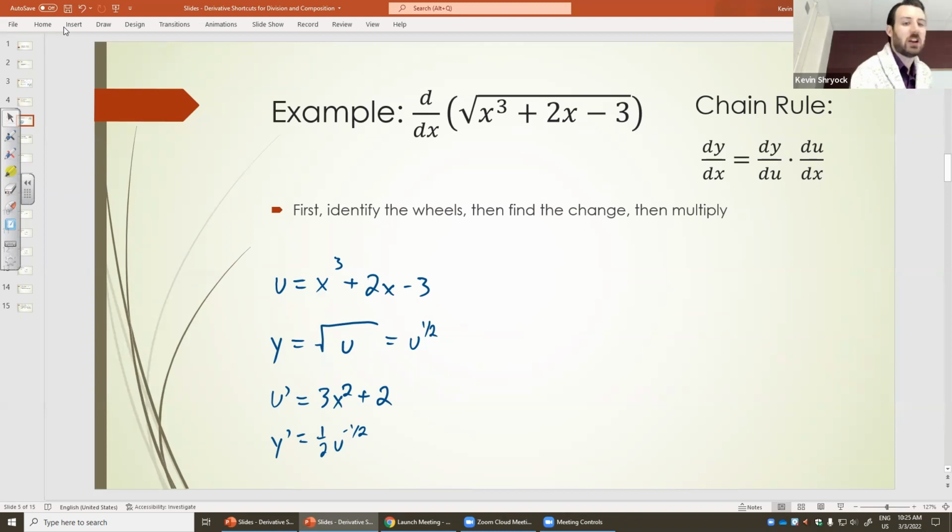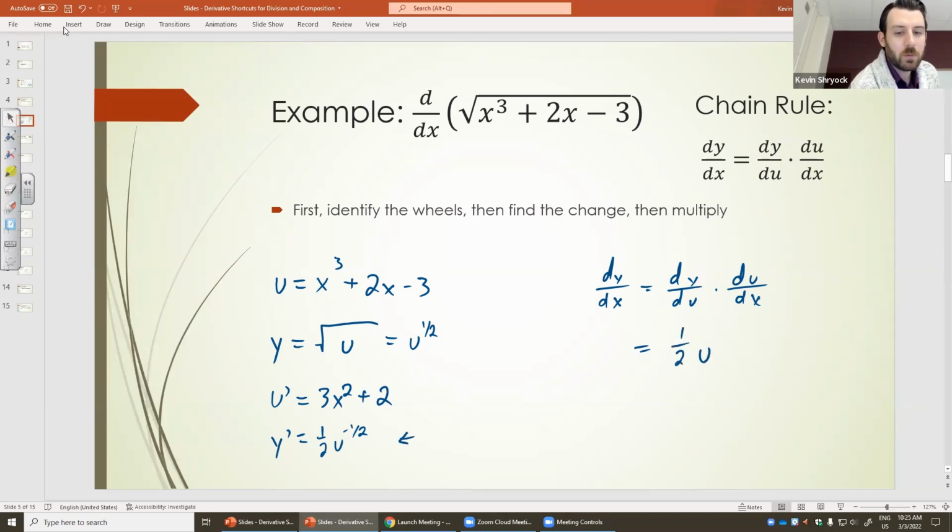So let's just grab the changes. I'm going to be doing dy over dx, which is the total thing, is equal to the change in the y wheel because of the u wheel, multiplied by the change of the u wheel because of the x wheel. So dy du is that. I just grab it and pull it in. du dx is that. I grab it and I pull it in. And we're done.